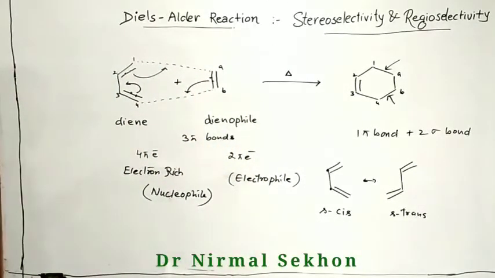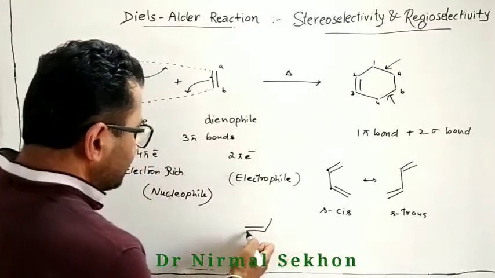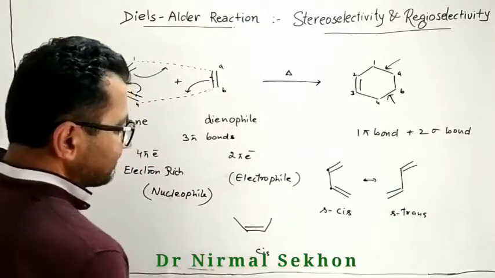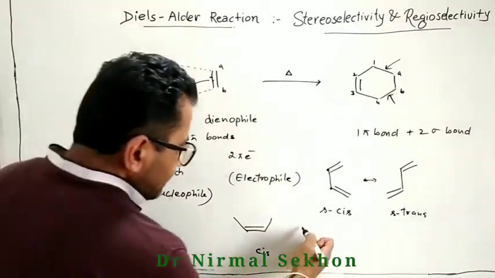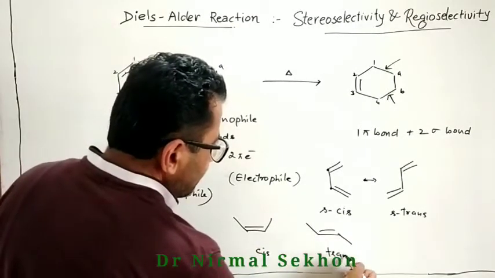S-cis and S-trans are quite different from cis and trans. You know, cis and trans means we have a double bond and two groups like this. This is your cis. And if we have it like this, this is your trans. This is normal cis and trans.